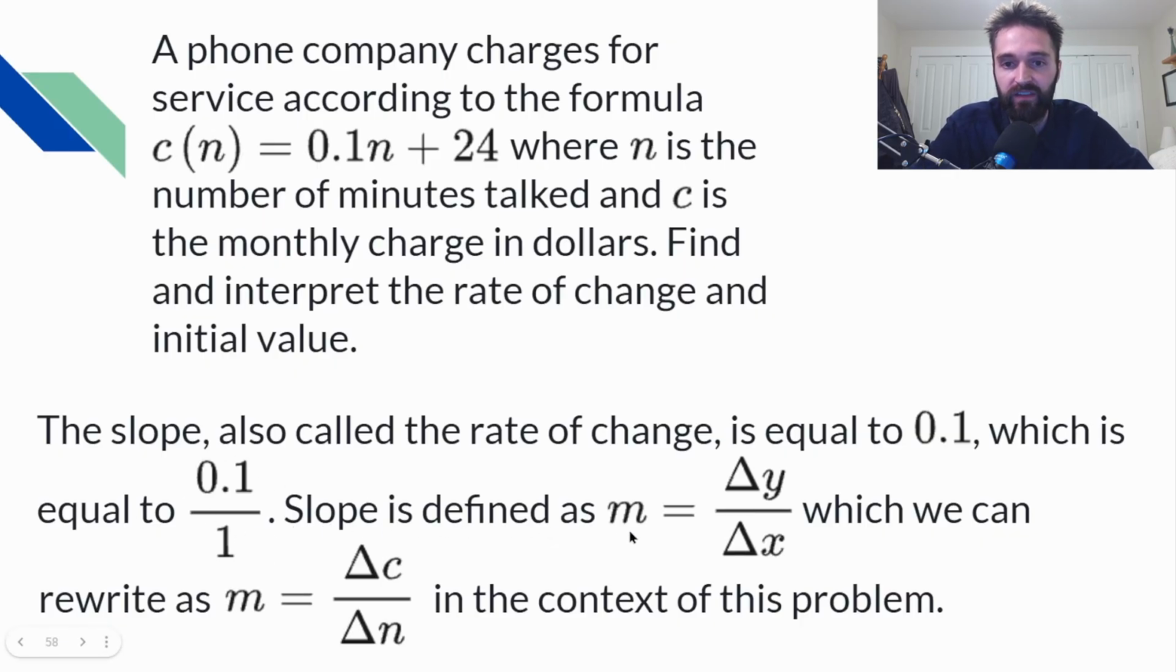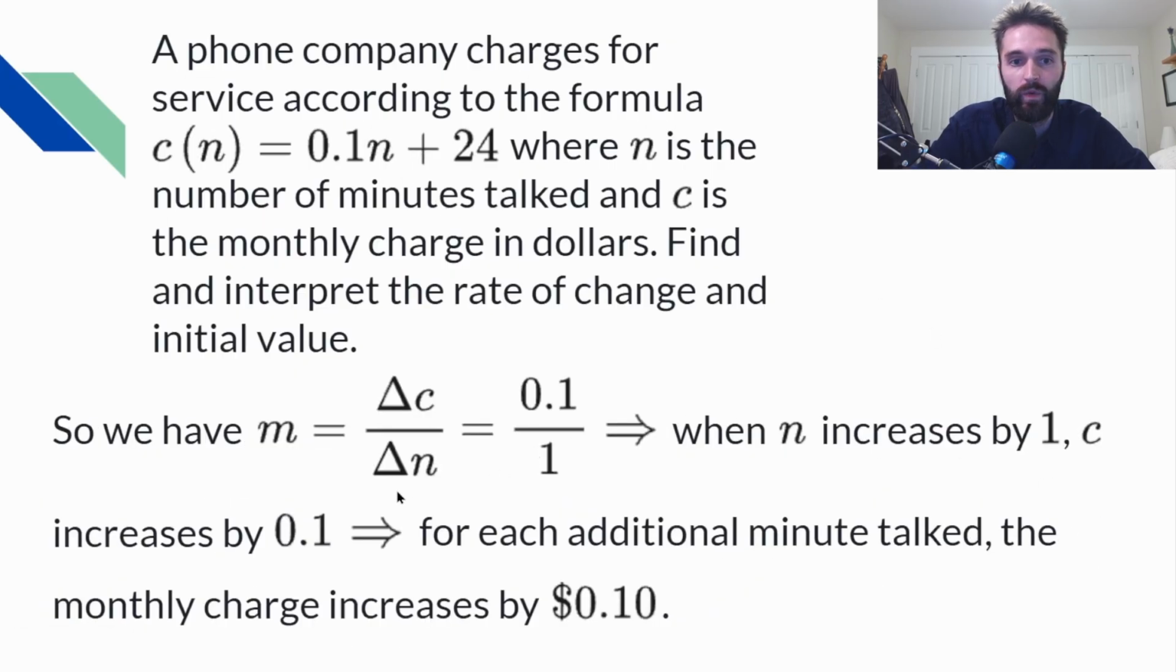And the slope is defined as m equals change in y over change in x, right? That's what this triangle means. This is a delta. Delta y over delta x means the change in y over the change in x, which we can rewrite as m equals delta c over delta n in the context of this problem, right? C is the dependent variable, okay? And n is the independent variable. All right, so we have m equals 0.1 over 1, right? That's what we said the slope is, which means that when n increases by 1, c increases by 0.1.